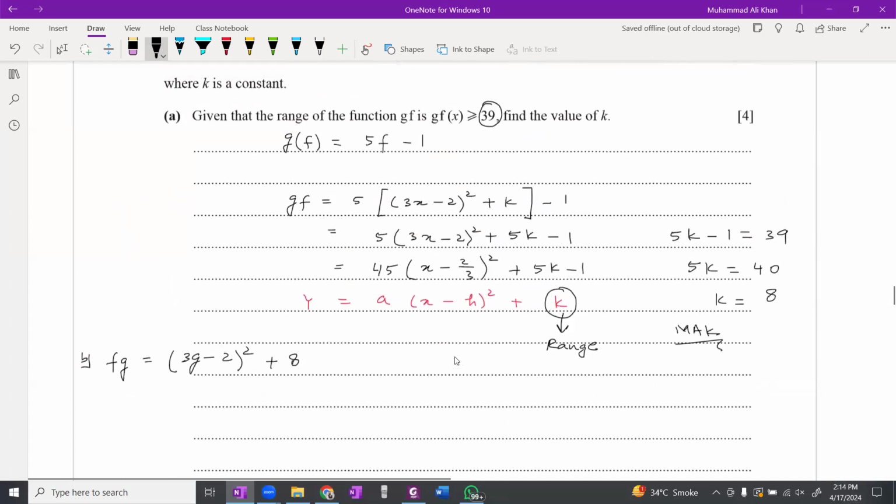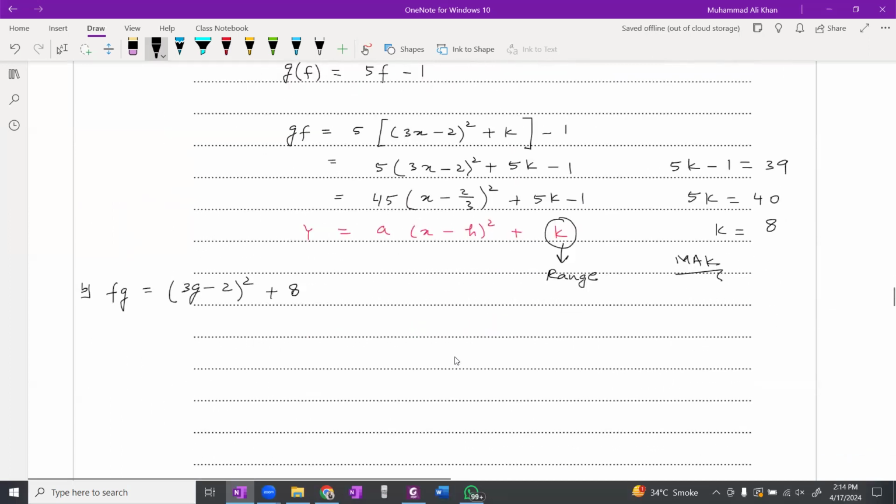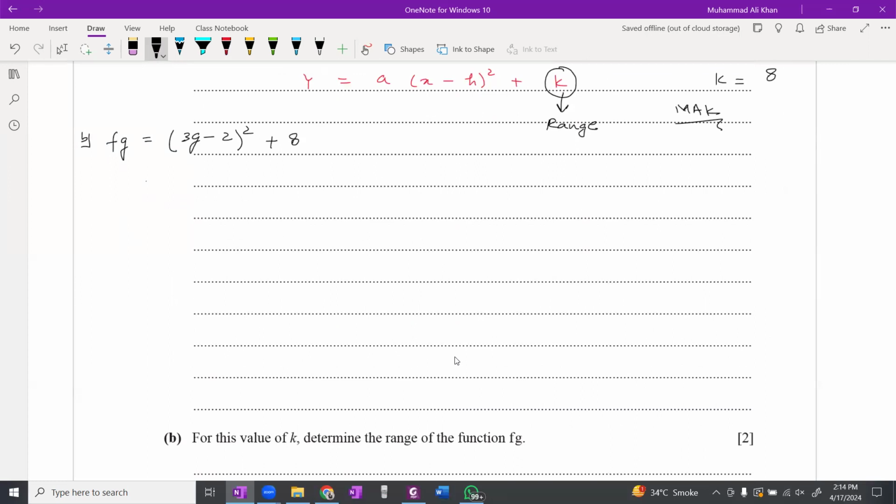Now, what is the function g? The function g is 5x minus 1. So it will be 3 times (5x minus 1) minus 2, whole square, plus 8. So it will be 15x minus 3 minus 2 whole square plus 8. So here it will be (15x minus 5) whole square plus 8.